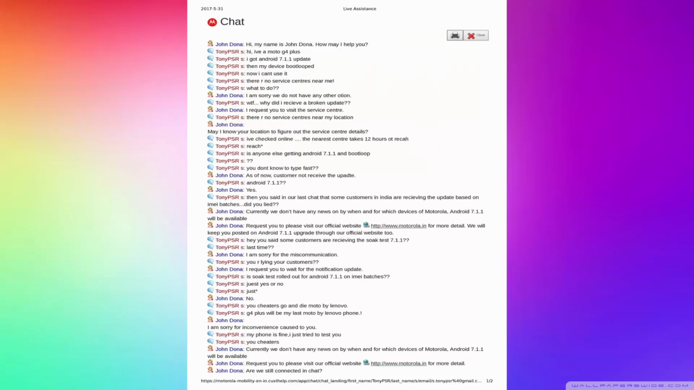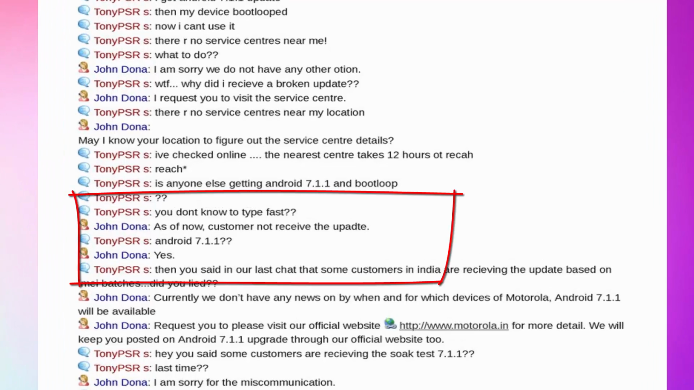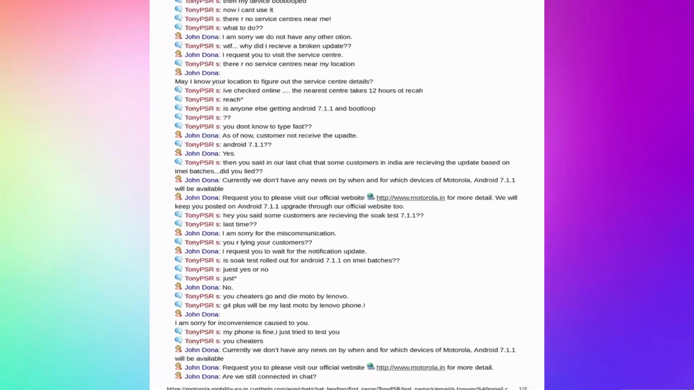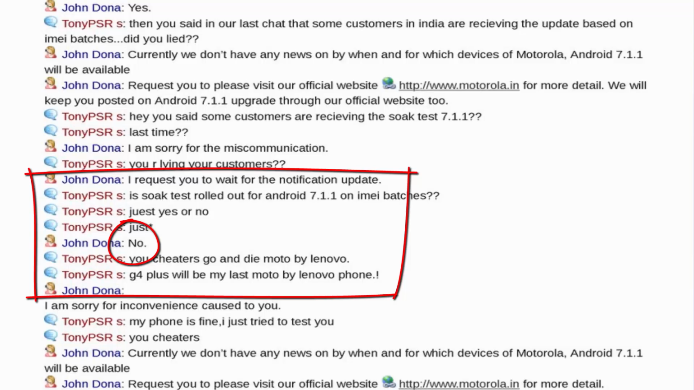Let's get started. First, let me show you the screenshot of the chat session which one of my viewer friends tweeted out to me. And here is what it says. You can see the screenshot on your screen too. Basically, he first lied and told the attendant that he got the Android Nougat 7.1.1 update on his Moto G4 Plus and said now the phone is not working, and the Moto attendant said that they have not yet rolled out the update, thus indirectly saying that Moto G4 Plus will not be getting the Android Nougat update.